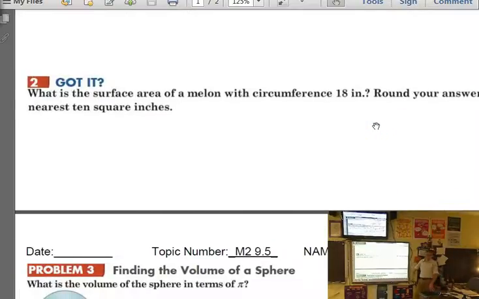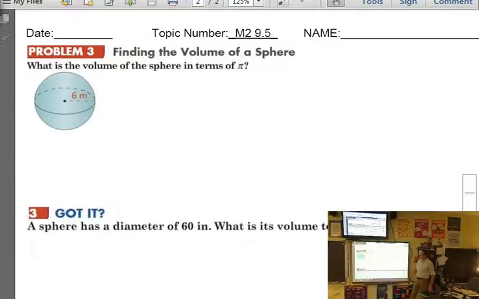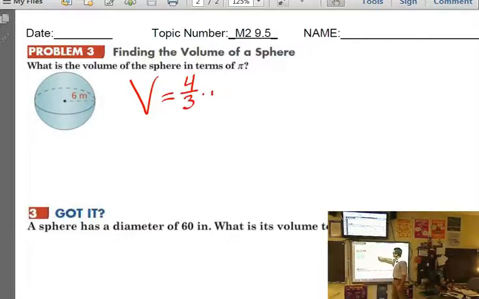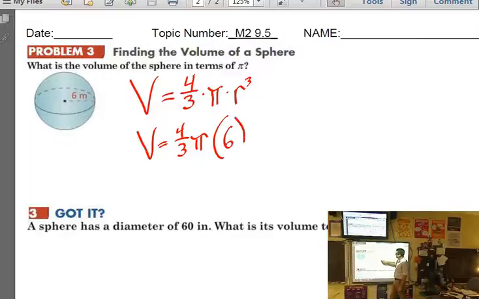Can we go to the back? Let's try some volume. Write your original formula, 4/3 pi r cubed. Recognize the 3 in the denominator, the 3 in the power. Our radius here is 6. 6 cubed is going to give me 36 times 6, 216.